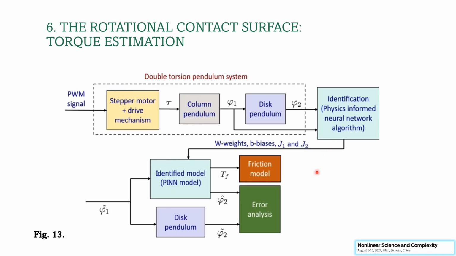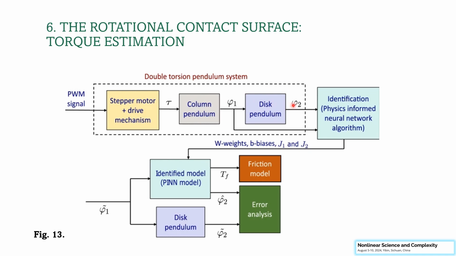The estimation scheme of the friction moment can be explained based on the following block diagram. The PWM control signal is fed into the stepper motor controller. As a result, a friction moment tau is generated, acting on the column pendulum. In response, a rotation by an angle phi 1 occurs, affecting the upper disk pendulum.